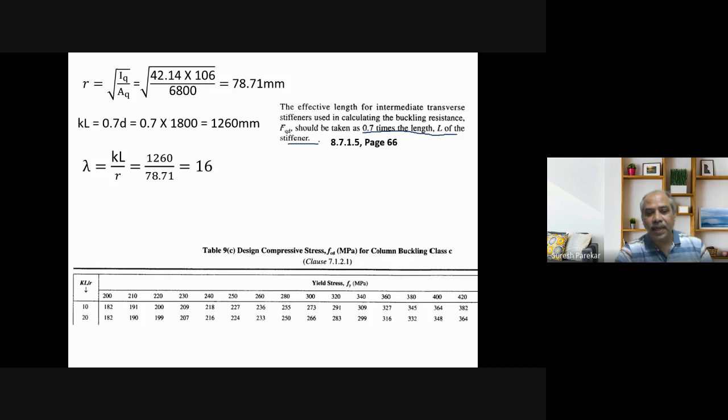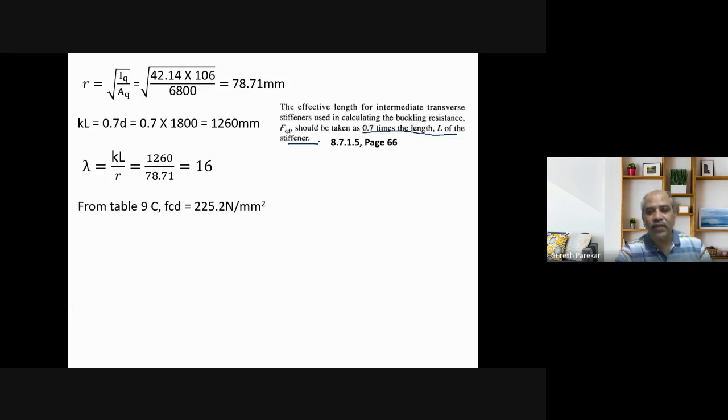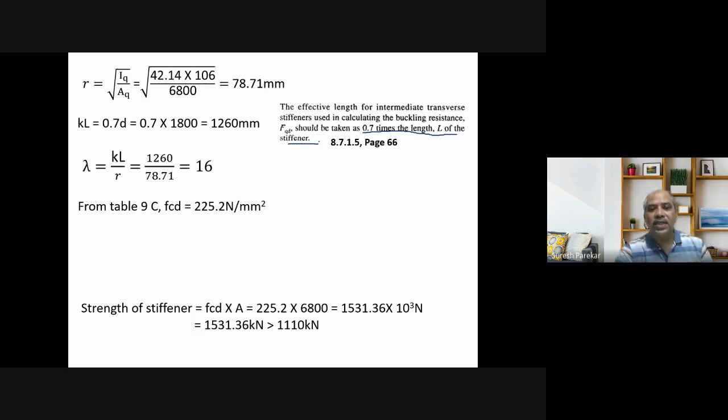And then using table 9c, we are in a position to calculate the value of FCD, which is 225.2 Newton per mm square. With this value we will calculate the strength, which is 1531.36 kilonewton, greater than the reaction of 1110 kilonewton. So this is the end bearing stiffener, and you have to do the same for the load bearing stiffener.